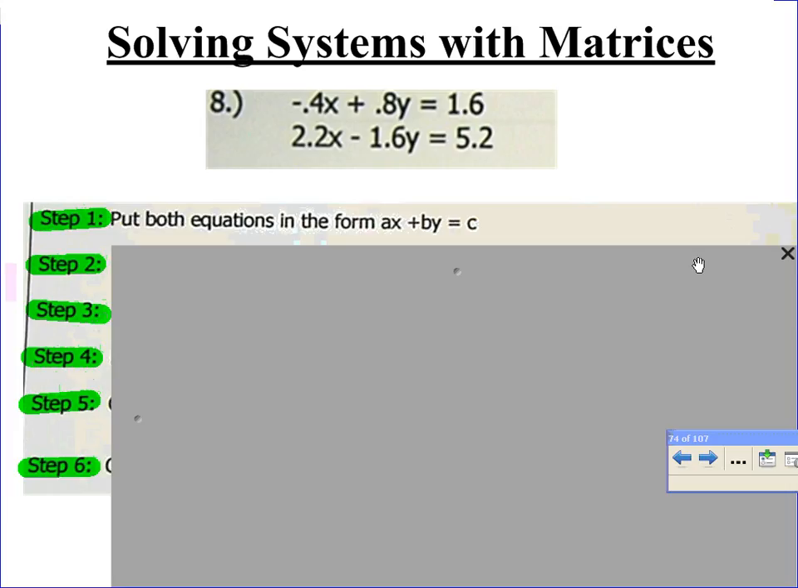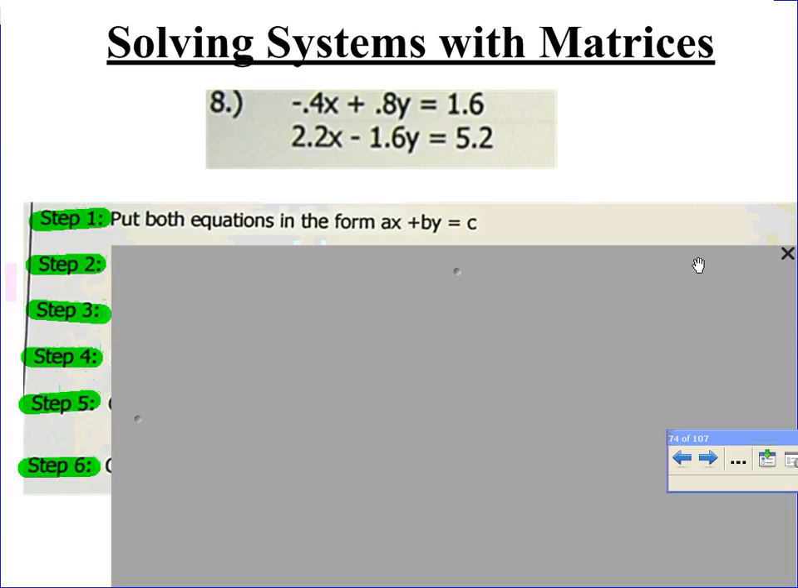So step 1 for solving systems with matrices. Is that too dark? Okay. Put both equations in the form, which is standard form, ax plus by equals c. So step 1, put both equations in the form ax plus by equals c. So make sure they're both in standard form. And I would make sure you put a box around these when you're done or something, because these are very important.